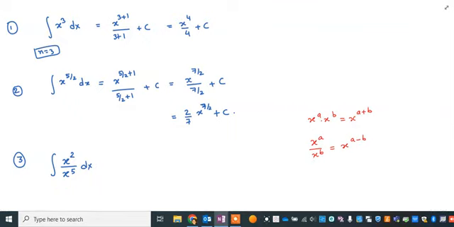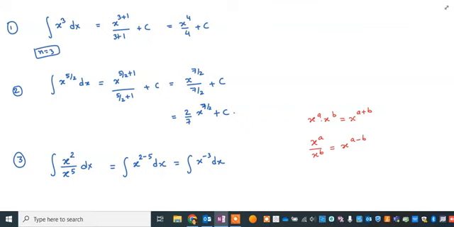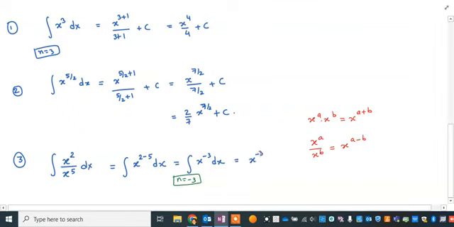So here when we apply this, it will become integral of x to the power 2 minus 5 dx. So this gives you x to the power minus 3 dx. Now in this case n is minus 3. Again it is not minus 1. So yes, you can apply the rule that gives you x to the power minus 3 plus 1 over minus 3 plus 1 plus c. That is x to the power minus 2 over minus 2 plus c. So this will be the integral.